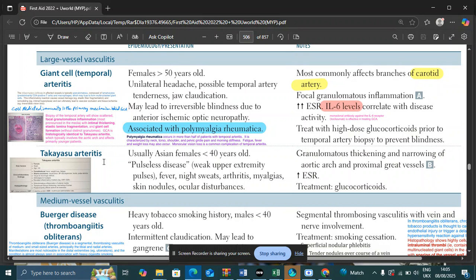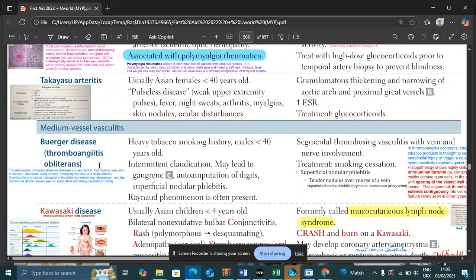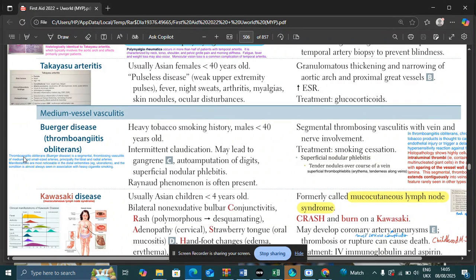Okay, now, moving onwards, we will talk about medium vessel vasculitis. Okay, the first medium vessel vasculitis is Buerger disease, also called thromboangiitis obliterans. Try to remember both names; they are very important.